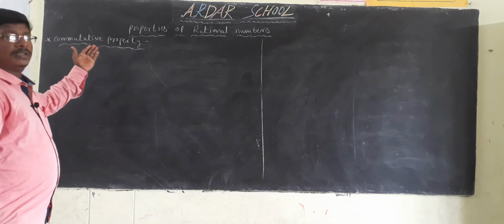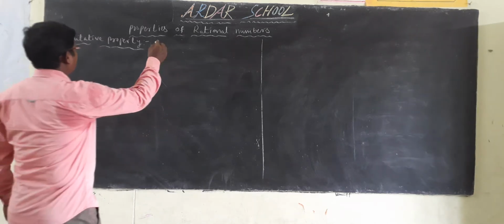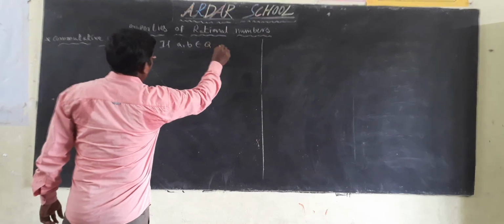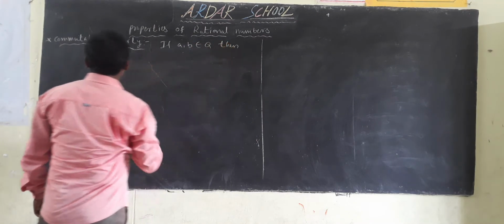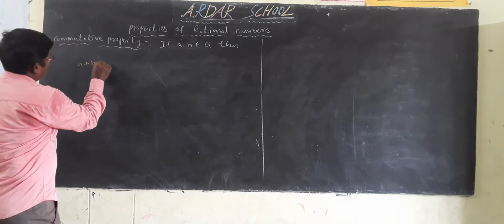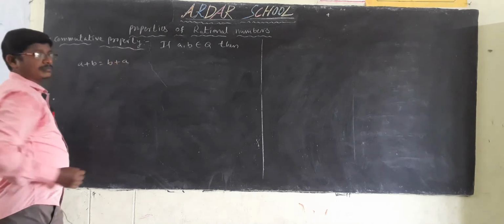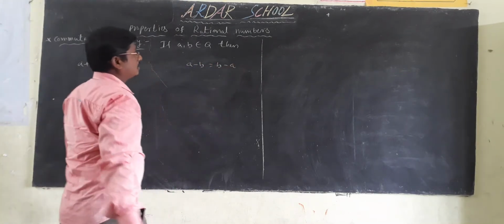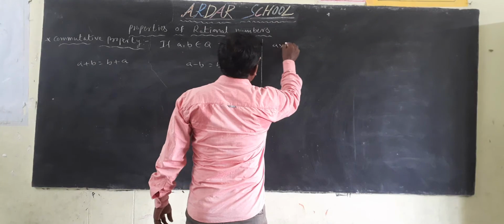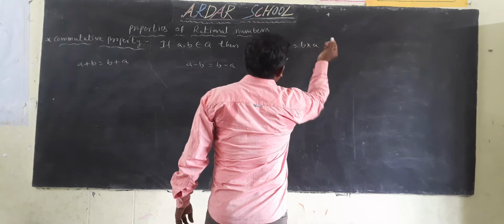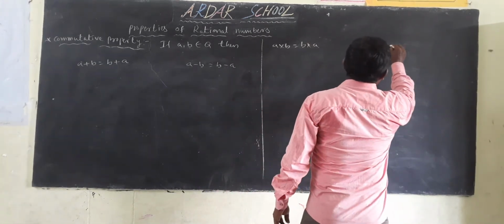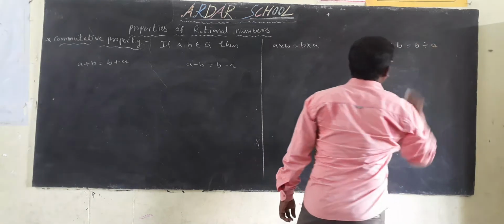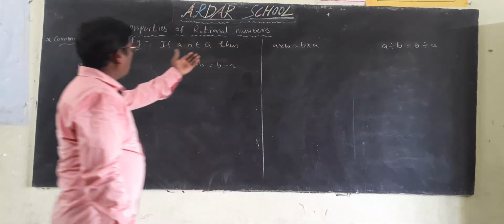The second property is the commutative property. The definition of commutative property is: if A, B belong to Q, then A plus B is equal to B plus A, A minus B is equal to B minus A, A into B is equal to B into A, A divided by B is equal to B divided by A. This is the commutative property.